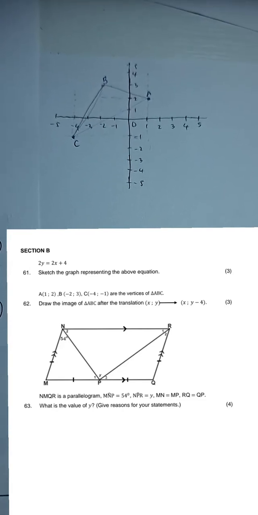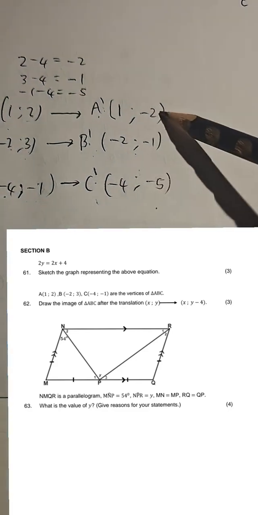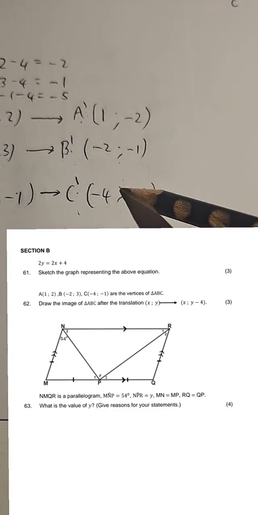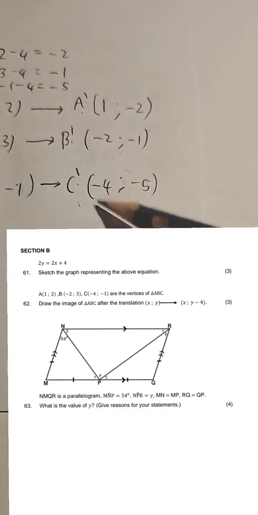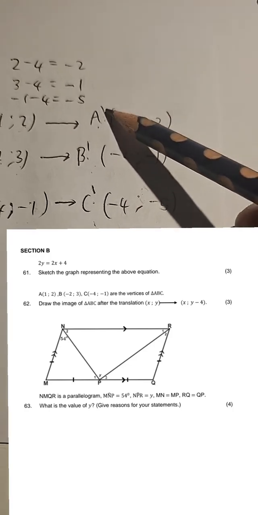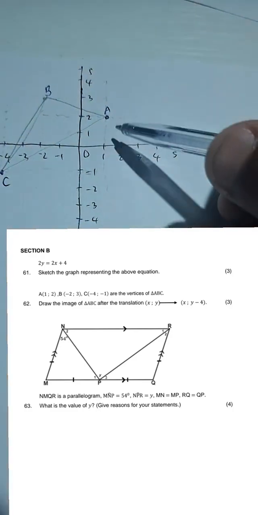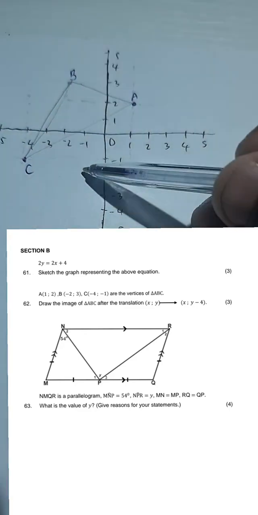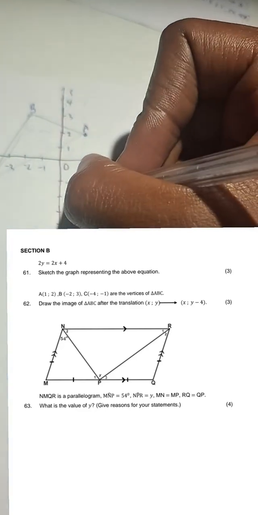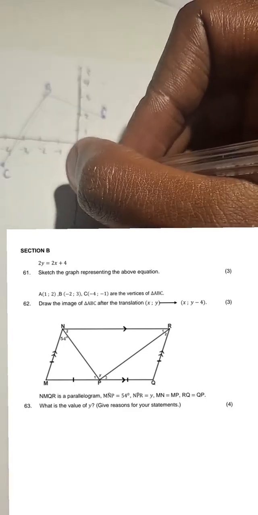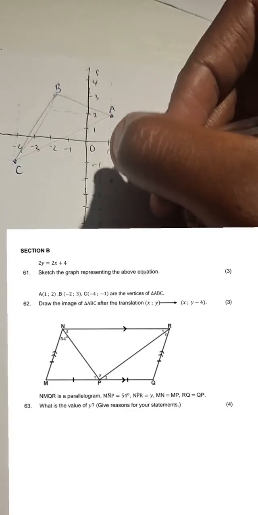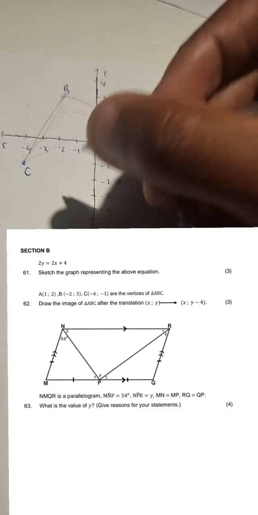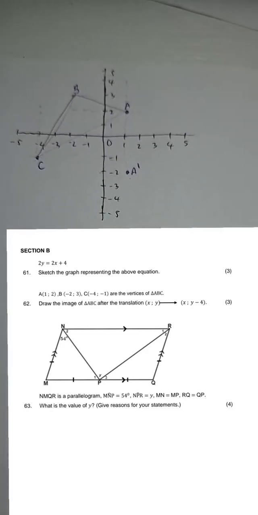Now, I want to draw the image after translation. So I'm going to use these new coordinates to draw the image of ABC. So A, guys, the image, is 1 and negative 2. Where's 1 and negative 2? X is equal to 1 is everywhere on this vertical line. Then y is negative 2 is here. So we are meeting here. X is positive 1, y negative 2. That's where the new image of this A is.